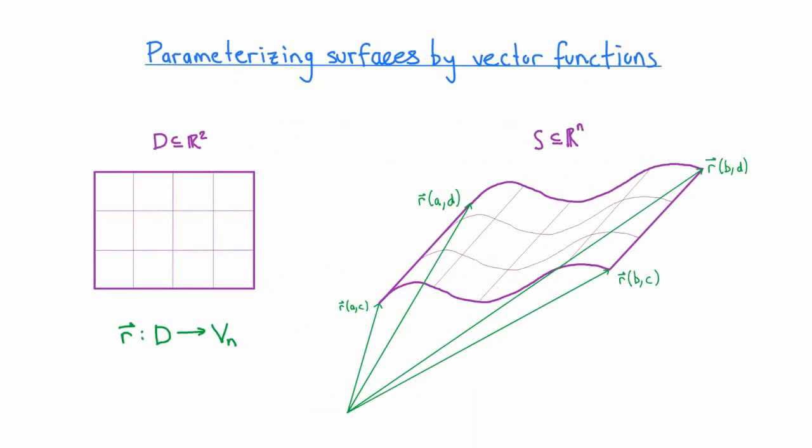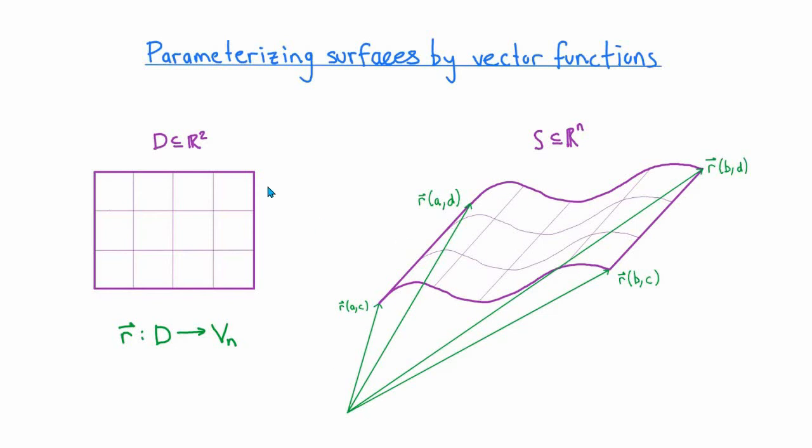Now let's move on to talk about parametrizing surfaces by vector functions. The main and obvious difference between parametrizing surfaces and curves is that surfaces are two-dimensional objects. So instead of using a vector function whose domain is an interval or a subset of the real numbers, to parametrize surfaces we want to use a vector function whose domain is a subset of R2. That's going to give us two parameters that we can vary in order to allow the tips of our vectors to trace out our entire surface.